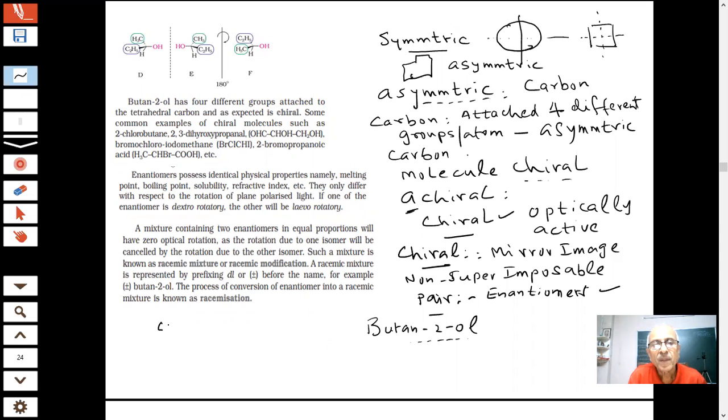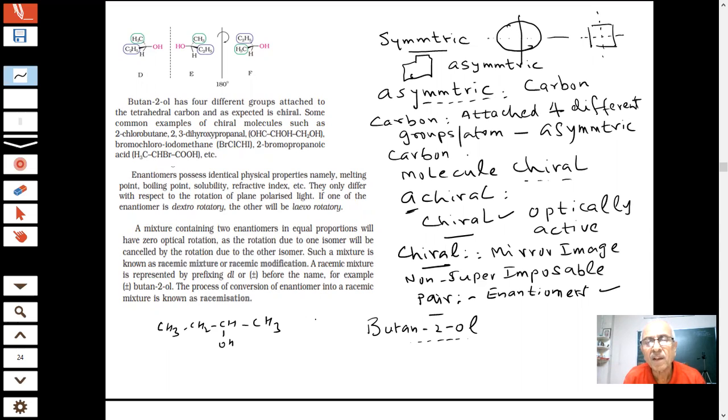Sir, I think it is chiral, sir. This is butanol. Is it chiral? Yes, sir. Which carbon is asymmetric? Sir, the center is chiral. Give me the number of the carbon which is chiral. How many carbons does it have? 1, 2, 3, 4. Yes, sir, 4 carbons.